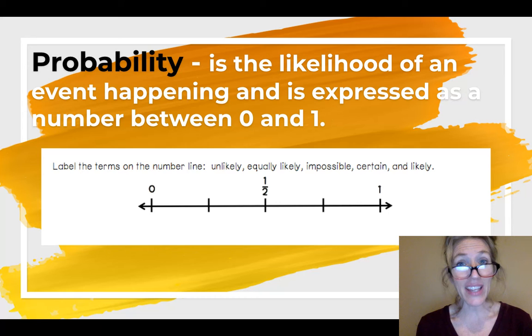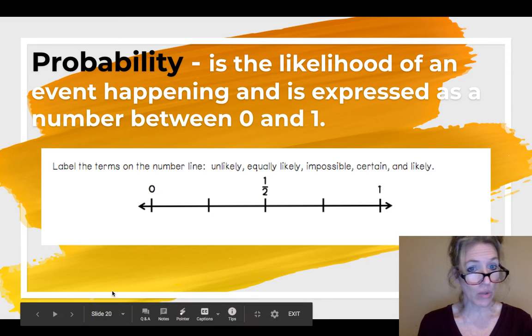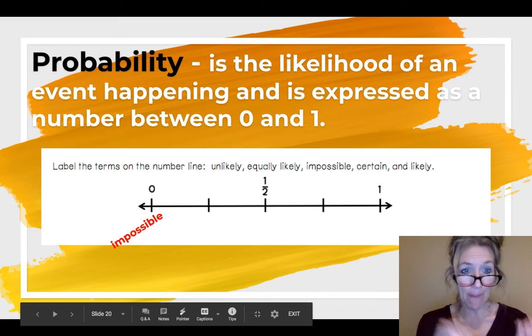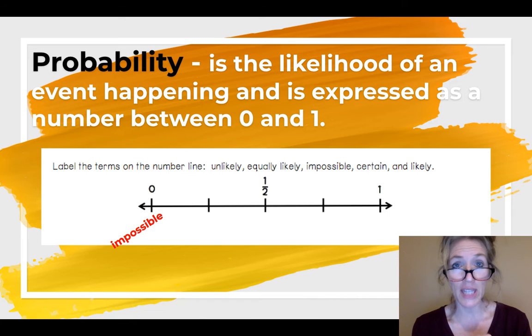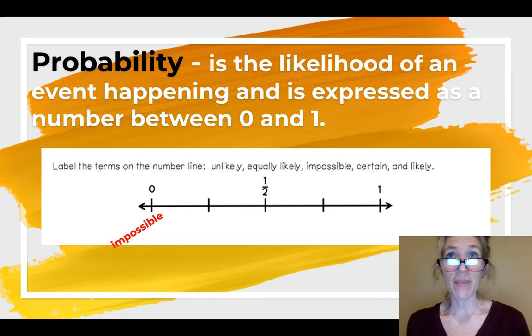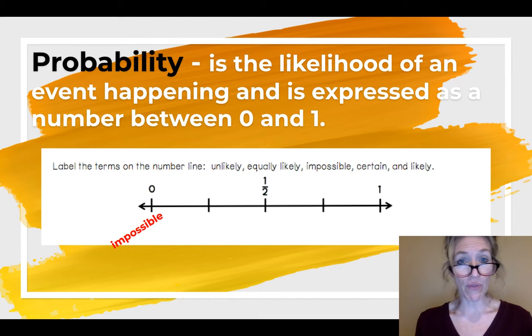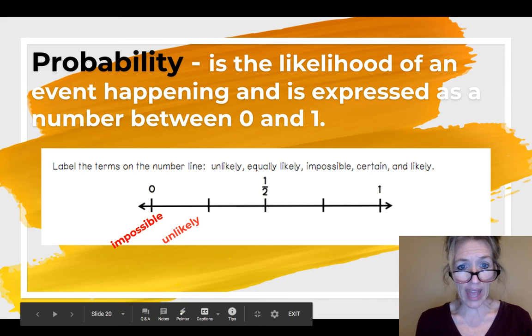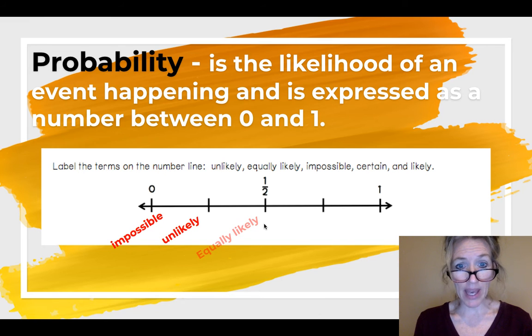Probability is the likelihood that an event is going to happen. Usually that number is between 0 and 1, 0 being the most unlikely. In fact, it's impossible. If you have a 0% chance of something, that means it's never going to happen. That's like it's going to snow if it's 40 degrees outside. Well, that's impossible. There's a 0% probability of that.